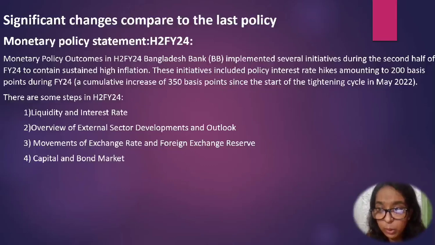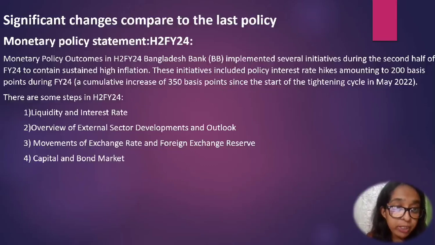These initiatives included policy interest rate hikes amounting to 200 basis points during fiscal year 24, a cumulative increase of 350 basis points since the start of the tightening cycle in May 2022. There are some steps in H2 fiscal year 24: liquidity and interest rate, overview of external sector developments and outlooks, movement of exchange rate and foreign exchange reserve, capital and bond market.